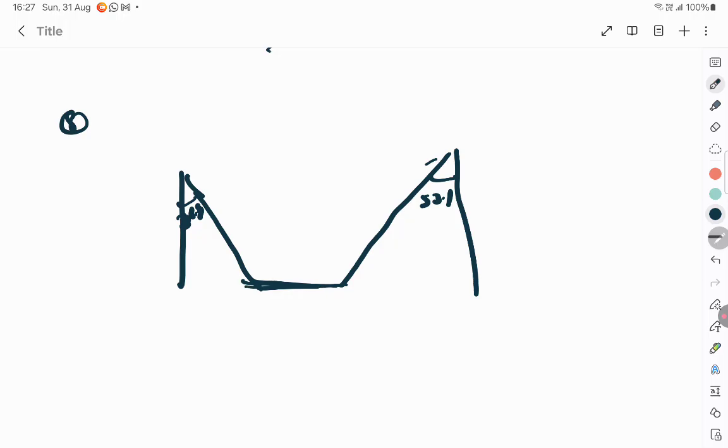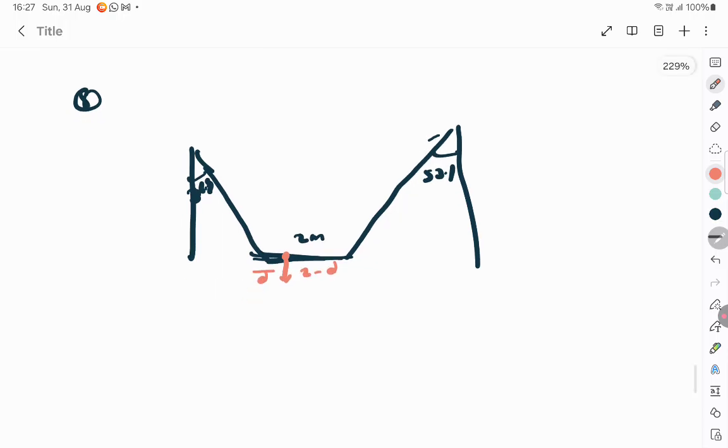It's non-uniform, which means you can't say that the center of mass is exactly at the middle. This is a 2 meter rod, and you don't know where the center of mass is. You can assume it like this: if this is D, this is 2 minus D. That's where you are assuming the center of mass to be. Calculate the distance D, where the center of gravity is from the left side.